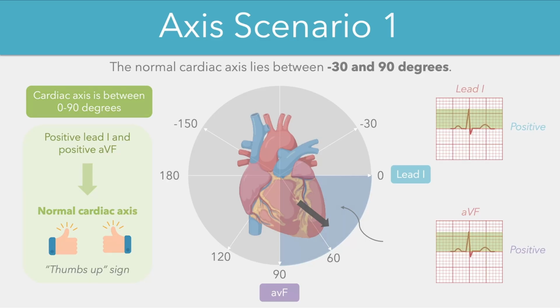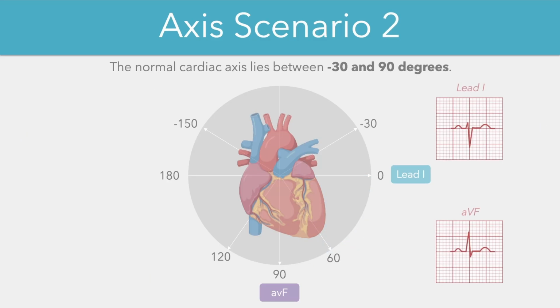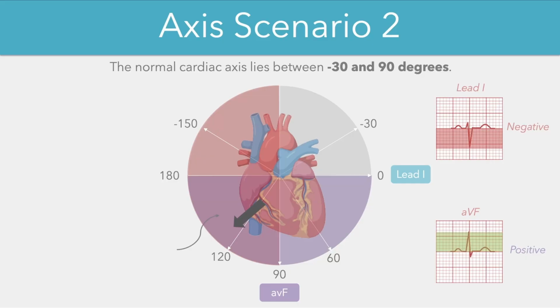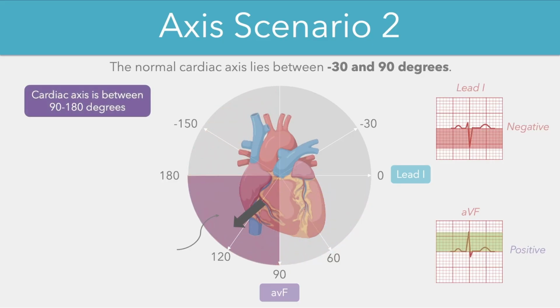Let's now take a look at a second scenario where we have the following ECG traces. In this case, we can see that lead 1 has an overall negative deflection, which suggests that the impulse is moving away from lead 1 and occupying the right-hand side of the heart. Simultaneously, we can see that AVF is positive, which suggests that the impulse is moving towards that lead and occupying the lower region of the heart. Just like before, you can see that we have this area of intersection between 90 to 180 degrees, which suggests that the cardiac axis is lying in this area.